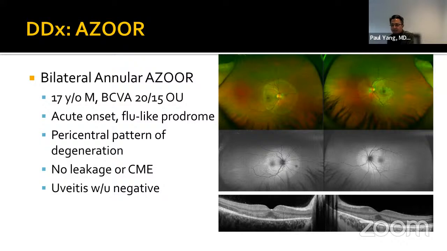So now here's a case of bilateral annular Azor, right? So also kind of affecting the pericentral area. Now this is very early on what I'm showing you. So on the autofluorescence, you're not really seeing any hypoautofluorescence. In fact, you're seeing hyper autofluorescence in the pericentral area. Okay, and OCT shows damage to the outer retina.